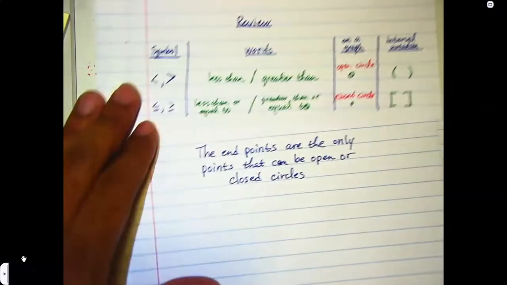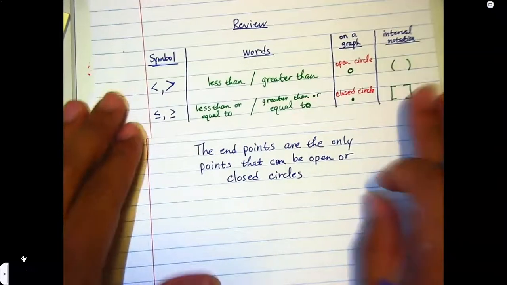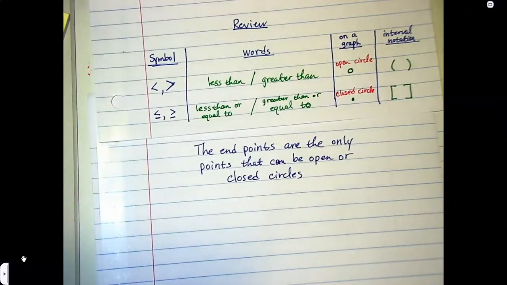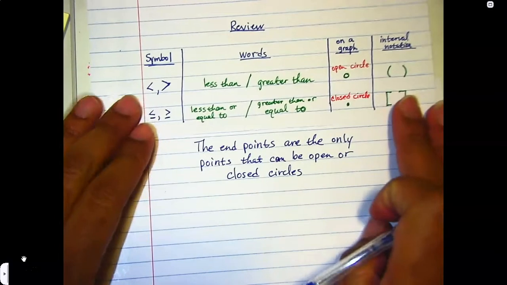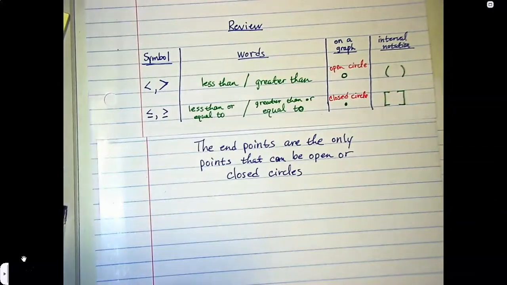Right? So again, endpoints are the only points that can be open or closed circles. I'll tell you about the other points after that, because the other points are so easy.